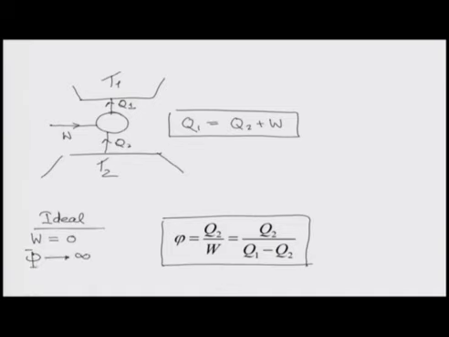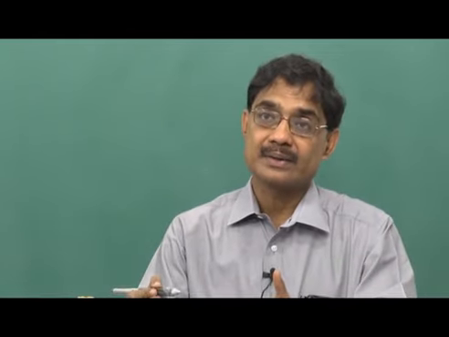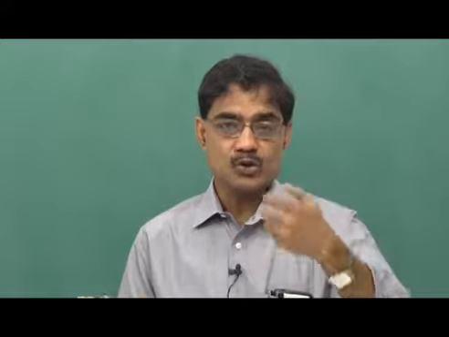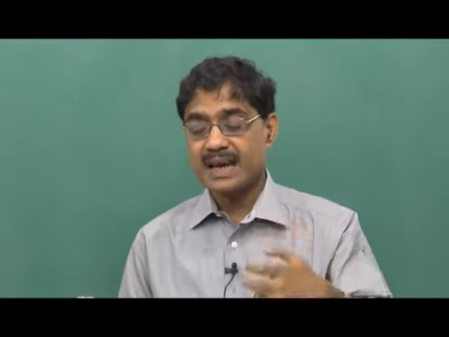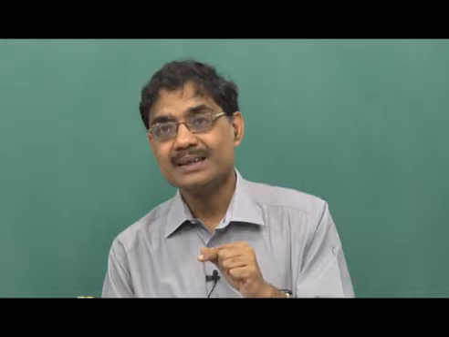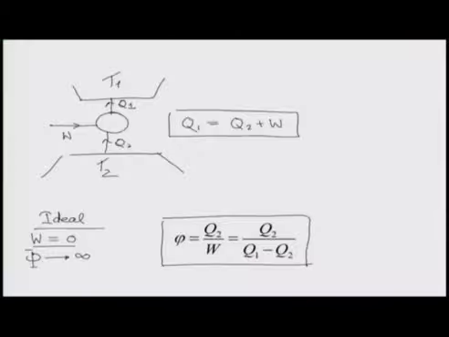So, what will I do? I will extract heat from a cold reservoir and I will dump it to a hot reservoir, but no work is required. Okay? Or rather, I will keep on working in a closed cycle, I will keep on extracting heat from the cold reservoir and no work is necessary to be done on the system. If that ideal situation I can achieve, then W will be equal to 0 and phi will be infinity.